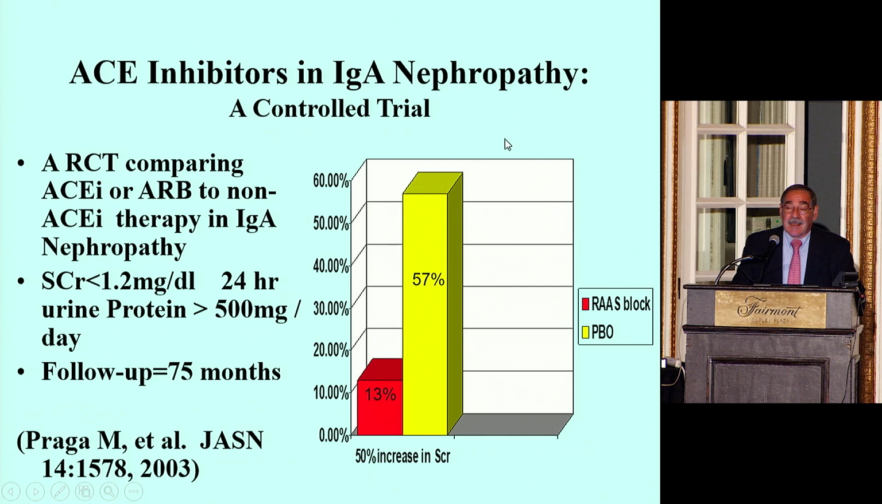First of all, there are 24 different studies that have looked at ACE inhibitors or ARBs in IgA nephropathy. 4 are inconclusive, 20 are positive in terms of in favor of using them. This is Manny Praga's study from the Spanish Glossin group. If you look at 50% increase in serum creatinine, if you're on renin-angiotensin-aldosterone system blockade, you have a much lower percentage that have an increased creatinine than if you got a placebo, which is other antihypertensives. So again, it worked here.